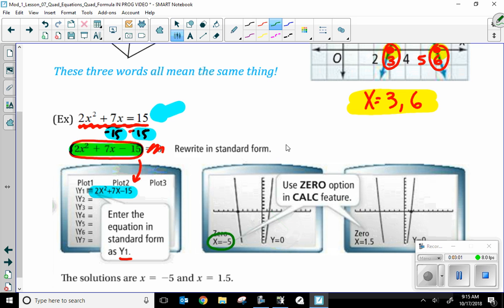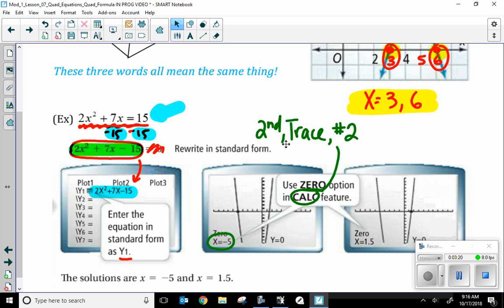So it says we need to use the 0 option in the calc features. In order to do that, you need to hit second, trace, and then number 2. That's where the calc feature is, okay? So if you want to jot that note down, go ahead.